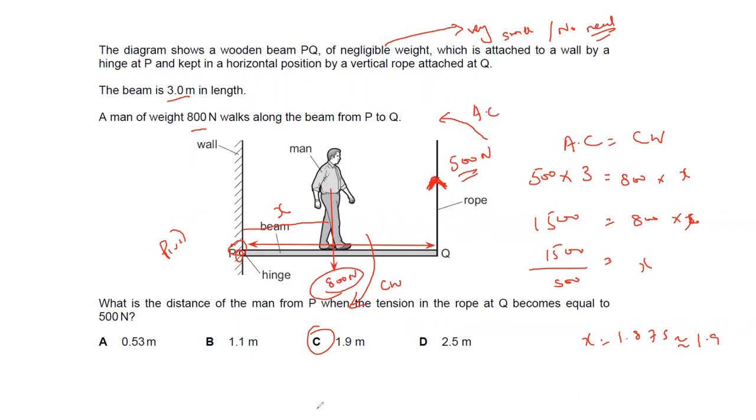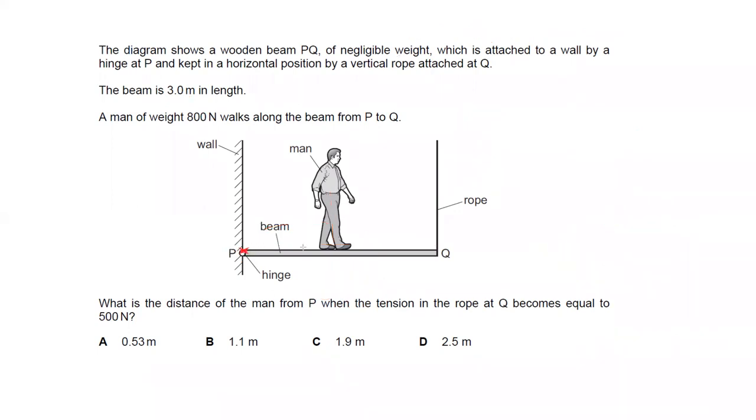Whenever we are solving a question related to equilibrium, the length of the beam is 3 meters. Abdullah, you can see this total length is 3 meters. The rope is applying a force of 500. So what is the distance between the rope, the 500 Newton force, and the pivot? That's 3 meters. And the man is walking and he's not at point Q. They mention a man walks along from P to Q. What is the distance from P when the tension is 500?